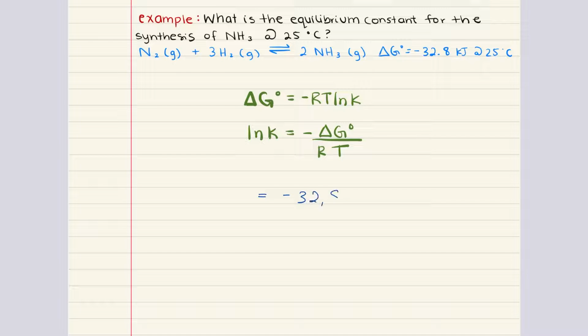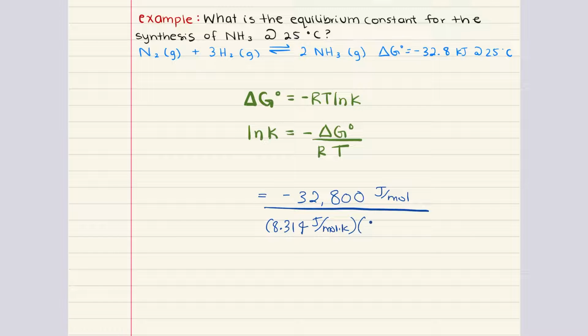So let's go ahead and plug that in. We have negative 32,800 joules per mole. This is divided by our ideal gas constant, which is equal to 8.314 joules per mole times Kelvin. And our temperature is 298 Kelvin. 298 Kelvin is equal to 25 degrees Celsius. Now here, joules cancel out, moles cancel out, Kelvins cancel out. This is perfect because what are we calculating? The natural log of K.